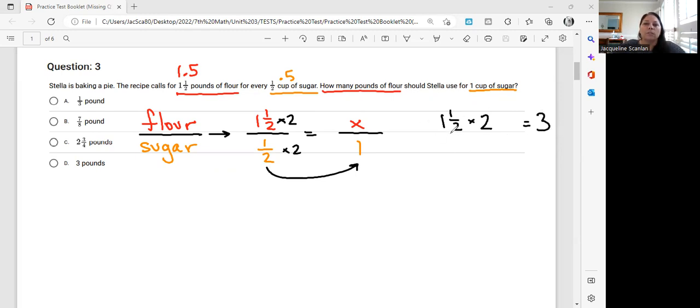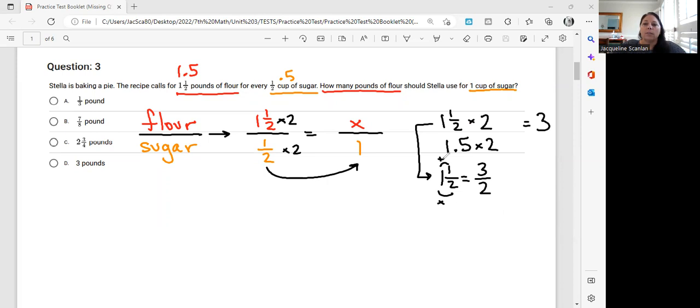So again, we could convert this to decimal and do 1.5 times 2. Or I'm actually going to just do the math and show you how to do it. I'm going to take 1.5 and rename it as an improper fraction. I'm going to do 2 times 1, which is 2, plus 1 more, which is 3. So 1.5 is equal to 3 over 2.